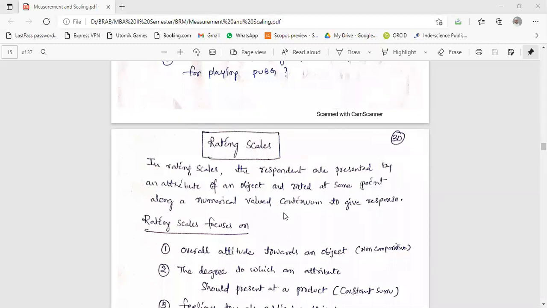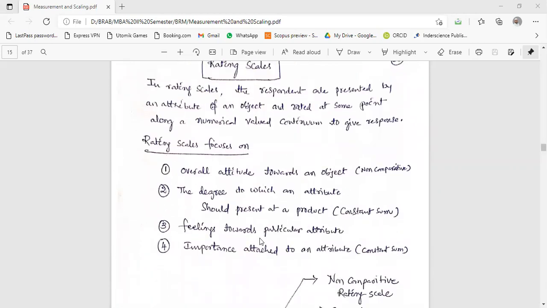Here in this rating scale, the respondents are presented with an attribute of an object and rate it at some point along a numerical continuum to give the responses. That means a characteristic of a particular brand or object will be given, and we have to give rankings, numbers, to them. So rating scales focus on overall attitude towards an object or a brand. It is non-comparative. Suppose you might be liking some brand. So what rating will you give? What is your attitude towards that brand?